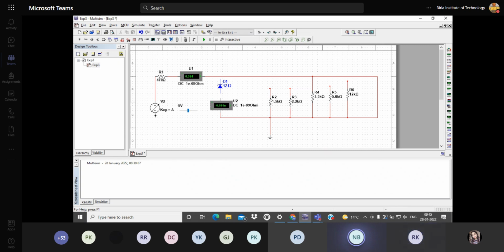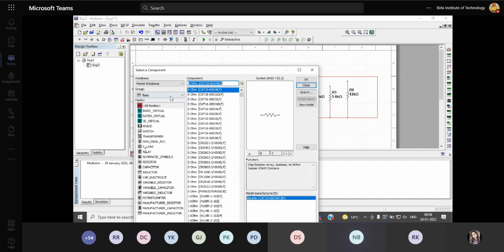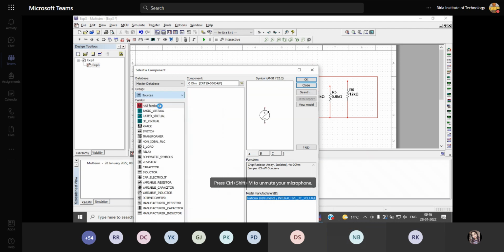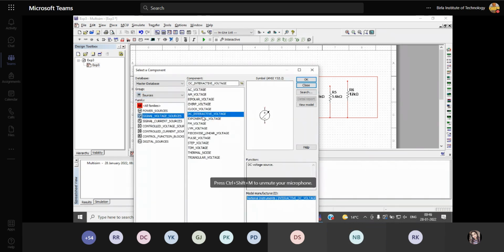Can you explain how to get the variable potential? Again, I didn't listen at the time. Rishabh just did that, right? Please focus on this lab. Sir, I was doing Multisim, so that's why I didn't see. Okay, Rishabh, can you please show him once again? From where did you pick that variable voltage source? Signal voltage source, DC interactive voltage. Here. Is it okay, sir? Yeah, thank you.